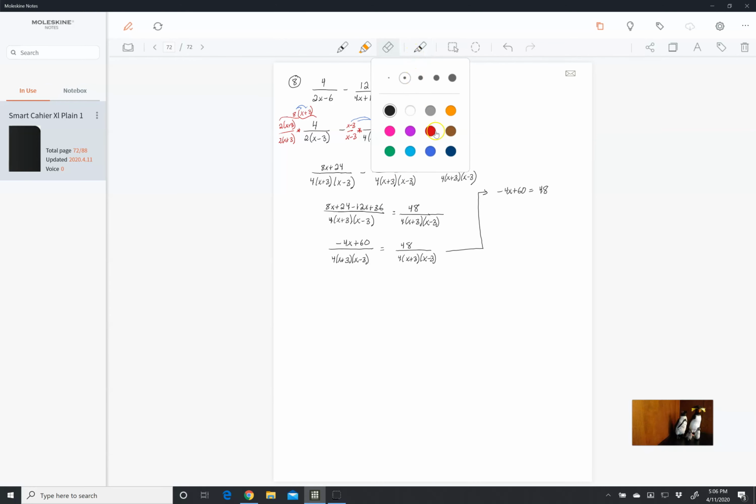Okay, and this is a nice one because we just have a linear equation, so we can subtract 60 from both sides. Okay, that gives us negative 4x is equal to negative 12. And if we divide both sides by negative 4, we get x equals 3.